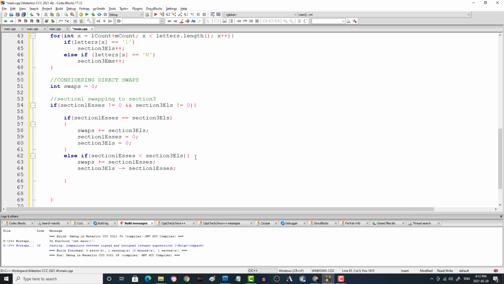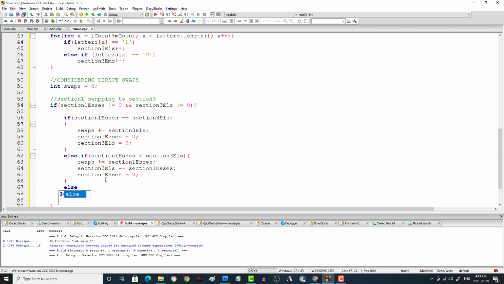All right, so say, for instance, there were 2 S's in section 1 and 5 L's in section 3. Well, what that would mean is that I can move both of these over. Now there would be 0, so the section 1 S's would become 0, okay? But the section 3 L's would only go down by the 2, right? So the L's in section 3 would only go down by however many S's we could actually swap over. Okay, I hope that's a good enough explanation.